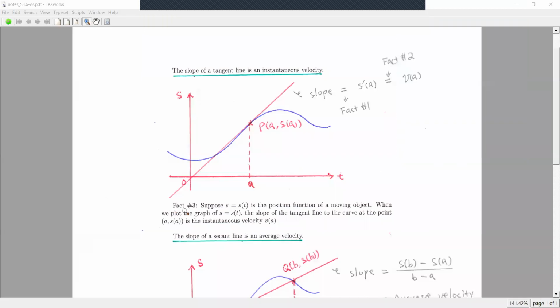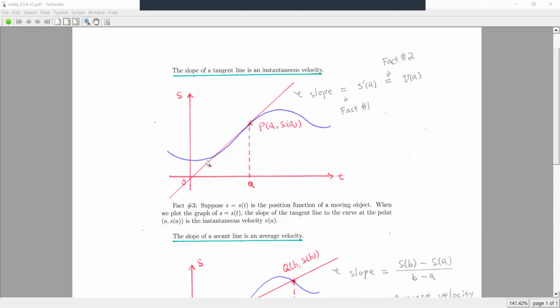Now, I present fact number 3. Plot the graph of the position function. Suppose this curve is the graph of the position function. Please note that this curve is not the moving path of the object. The object is moving forward and backward along a line. On the curve, pick a point, say point P, x coordinate is a, y coordinate is the function value at a.